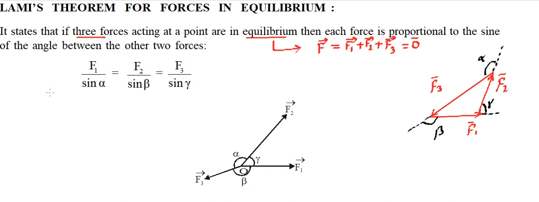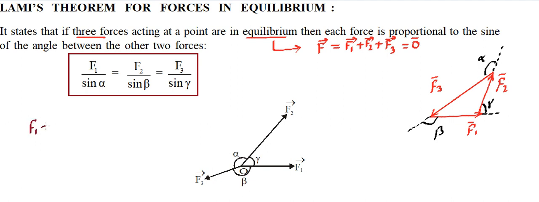So that is a formula we can remember, and the formula says the force is proportional to the sine value of the angle between the other two forces. That means F1 will be proportional to sine alpha, F2 will be proportional to sine beta, F3 will be proportional to sine gamma. So when we say proportional to, that means basically this is going to be of this sort.